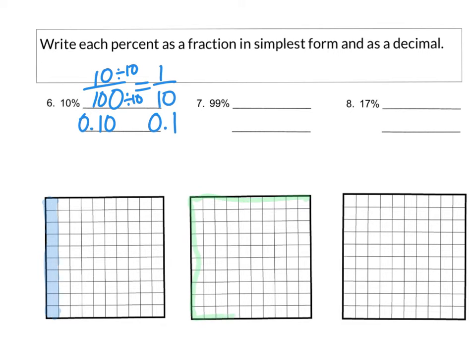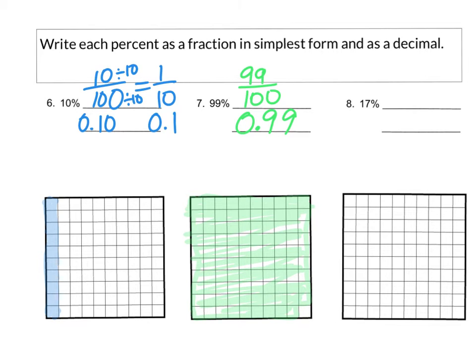All right, next one, 99%. That means we have every cube but one colored in on our grid. So I'll shade that in. When we write this one as a fraction, we write it as 99 out of 100. That cannot be simplified. And when I read this, 99 hundredths, I'm able to see what the decimal would look like.